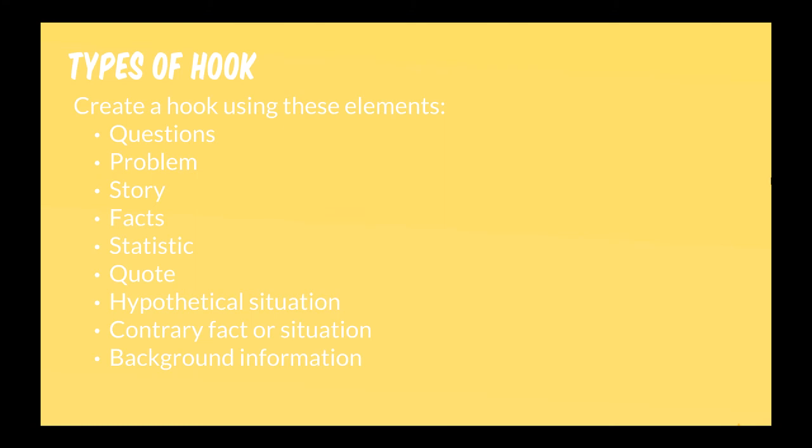We can use a story, facts, statistics, quote, a hypothetical situation. We can use a contrary fact or situation. What this means is that our hook is an opposite fact to our thesis. Or we can use background information. With our hook, we can combine one or two of these together to create a hook, but we don't want our hook to be too complicated.